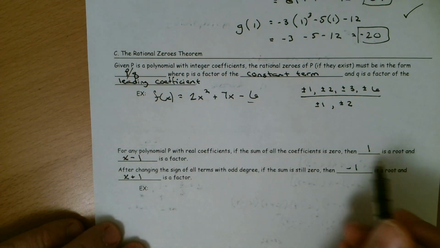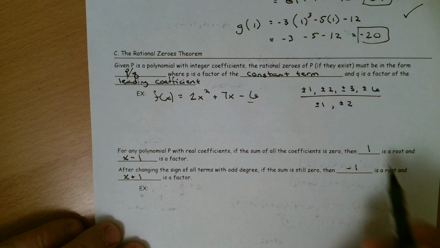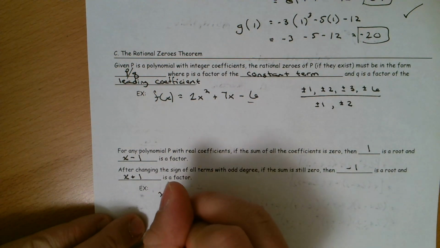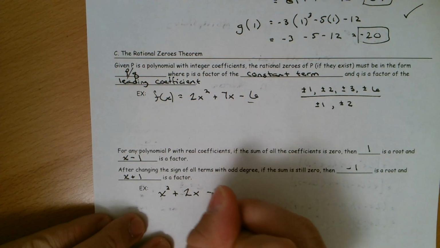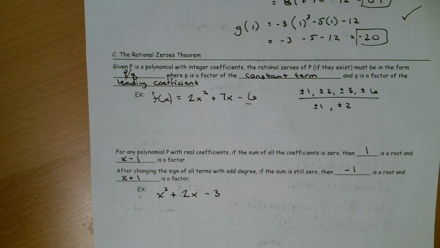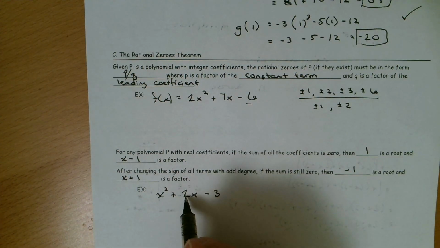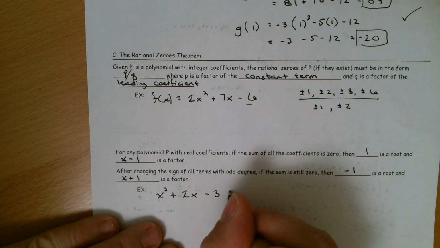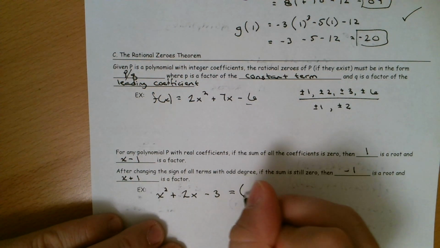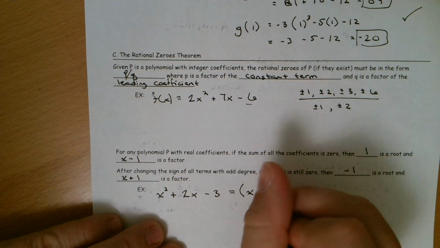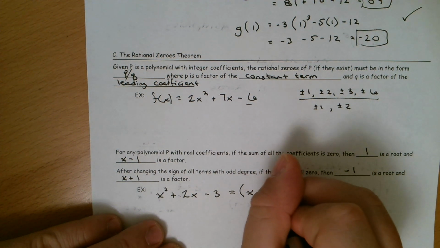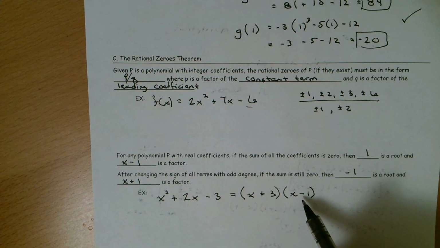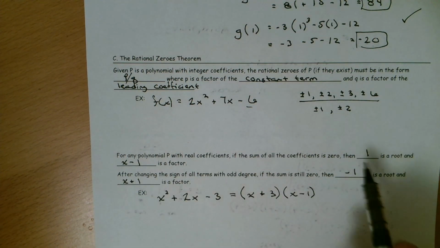So let's make up one that has a 1 as a 0. So if we said x squared plus 2x minus 3. 1 plus 2 is 3, minus 3 is 0. So 1 should be a 0. Now let's go ahead and see if it does factor like that. If we factor this, we get x plus 3, x minus 1, and you can see that x minus 1 is a factor, meaning 1 is a 0.